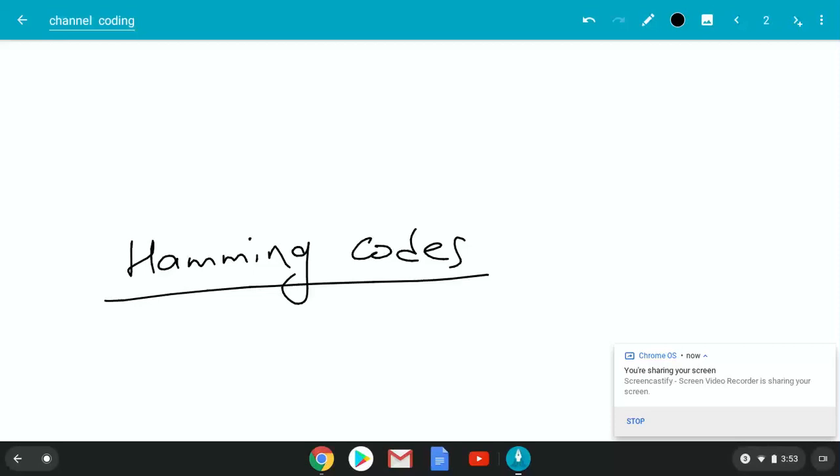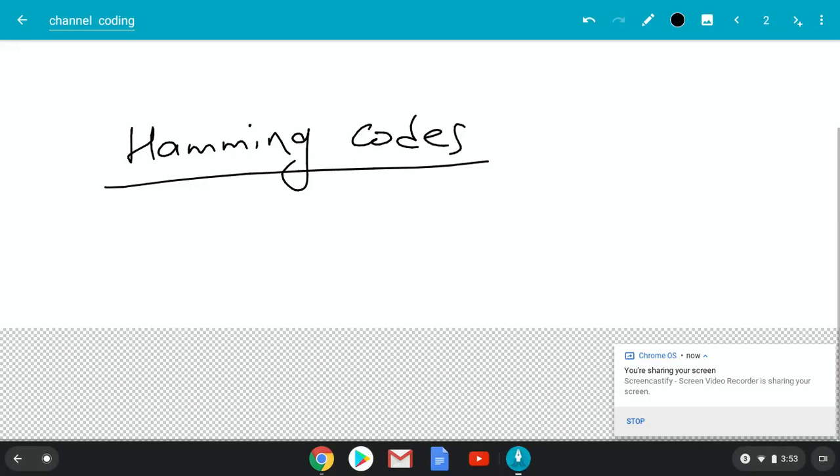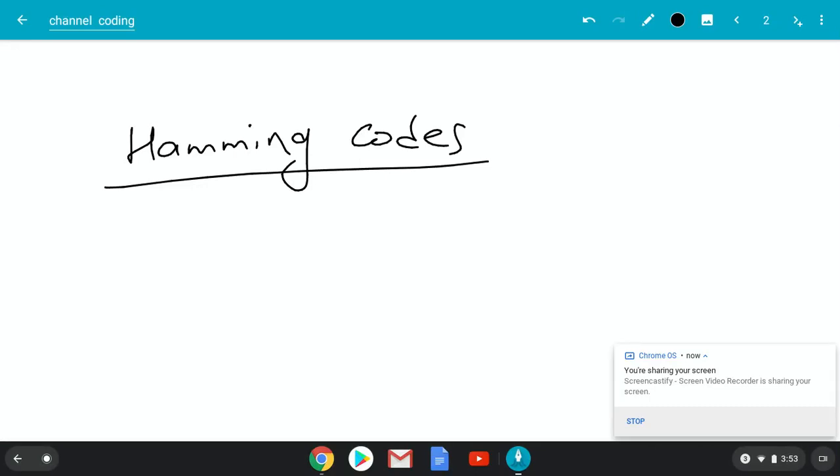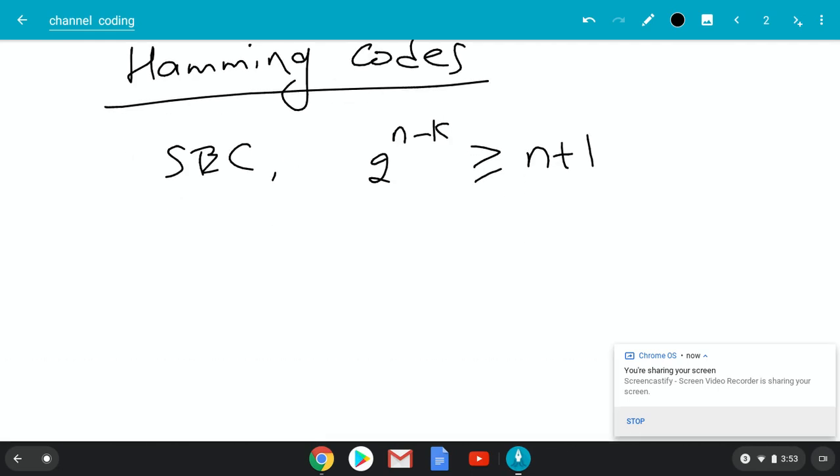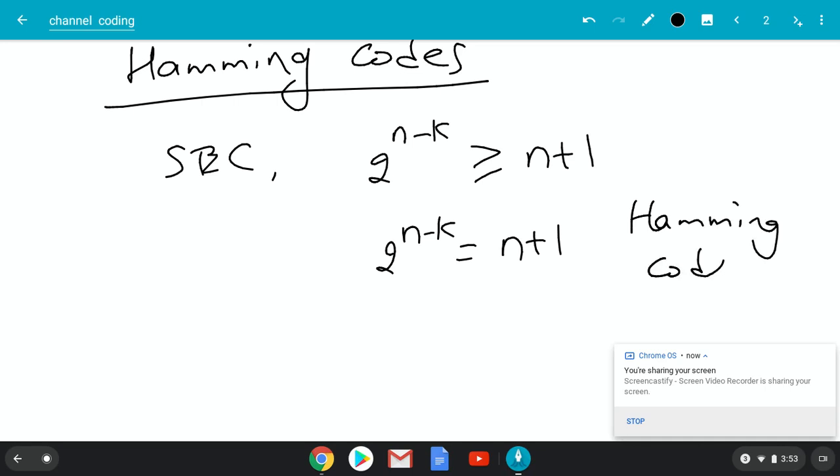So now let's talk about Hamming codes. Okay, so in the lecture we said any linear block code that is single error correcting has to satisfy that 2 to the n minus k should be greater than or equal to n plus 1. So when 2 to the n minus k is lowest, 2 to the n minus k will be equal to n plus 1. When this happens, these codes are called Hamming codes.